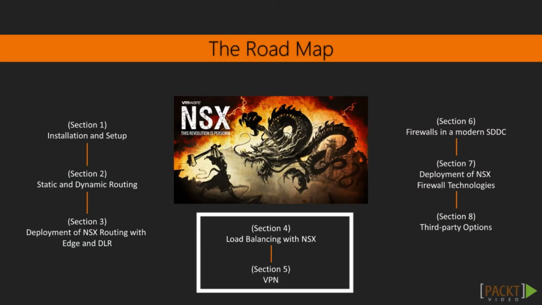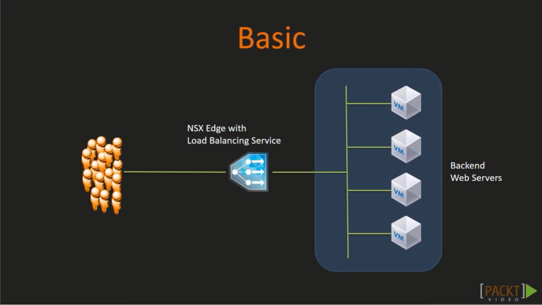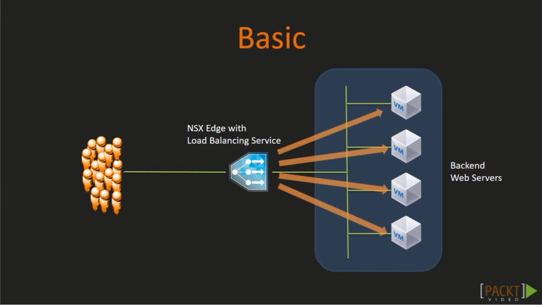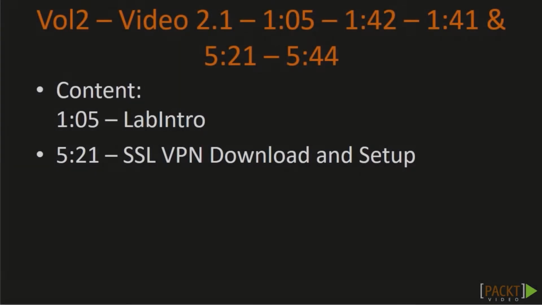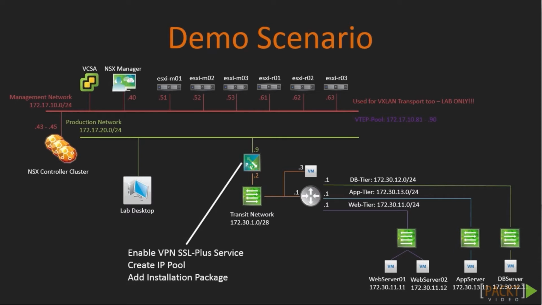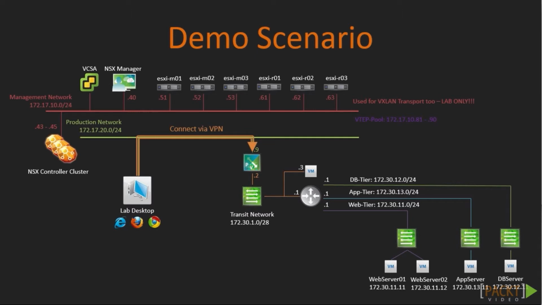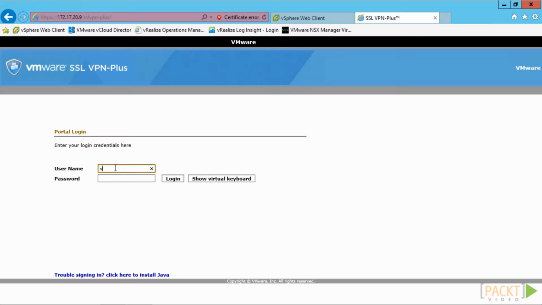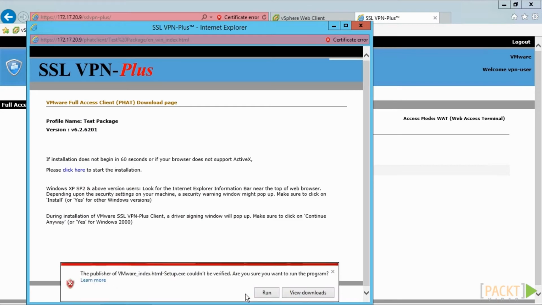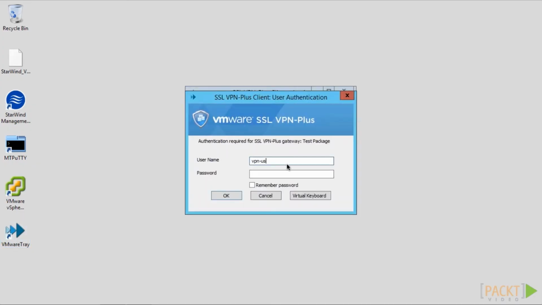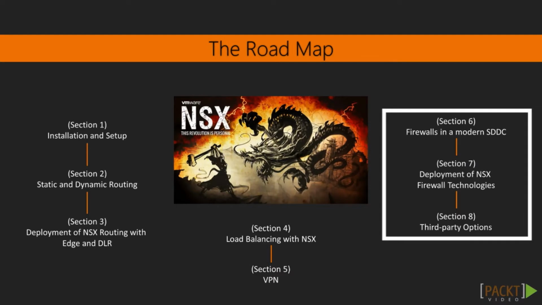Back to the roadmap. Let's start to explore some edge services. In the training, we're discussing basic load balancing and how NSX deals with load balancing and enables a couple of users to access a pool of backend servers for availability and load balancing. In another lab scenario, we are going to show you how to configure different VPN and load balancing scenarios. And we are going to show you live how SSL VPN can be used and set up between a standalone Windows box and an NSX environment.